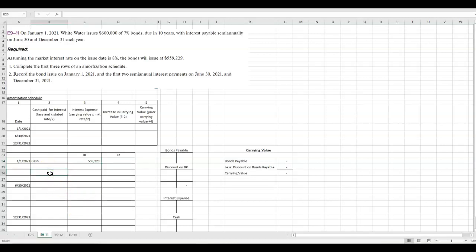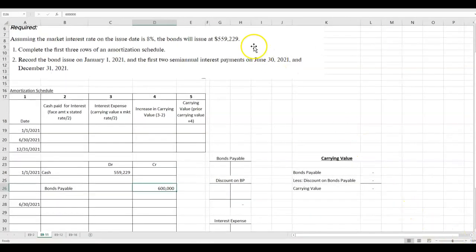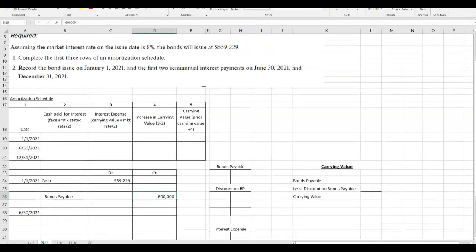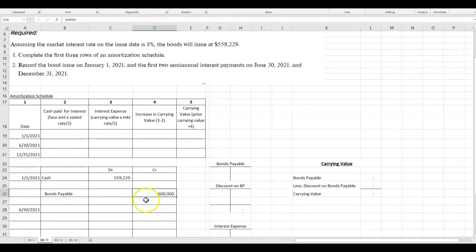What I have to pay back at the end, bonds payable, is $600,000. And I seem to be having trouble with my decimal points. Sorry about that. Let me make this a little bigger too so you can actually see it. All right. So we have to pay back 600,000 at the end.